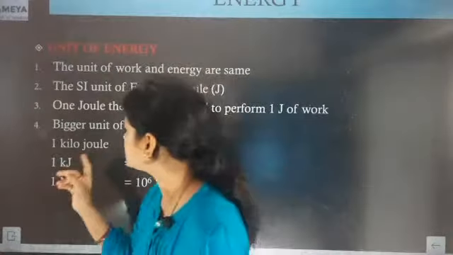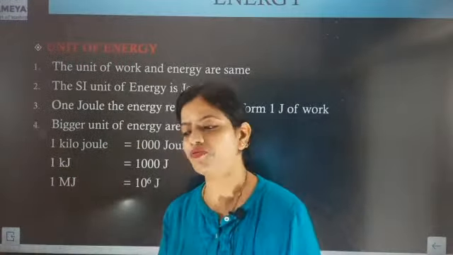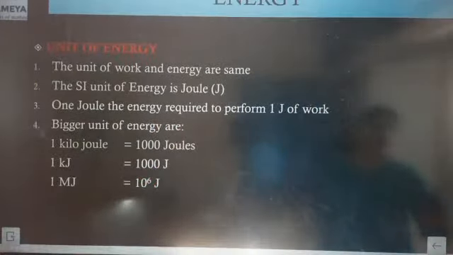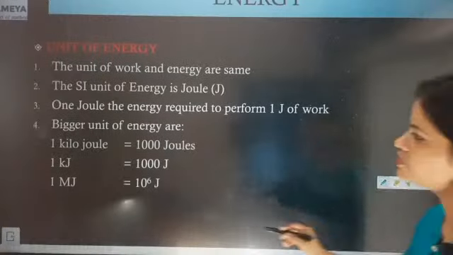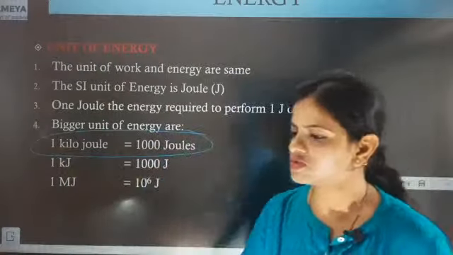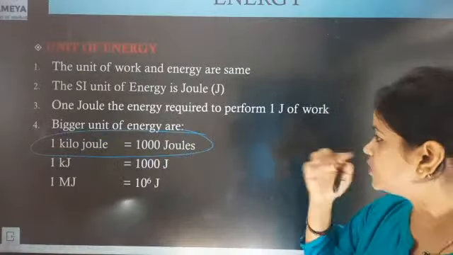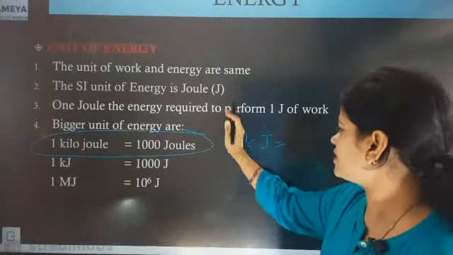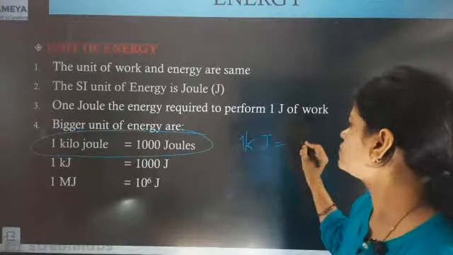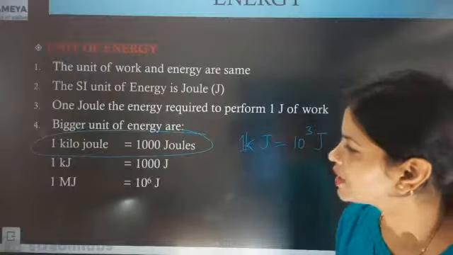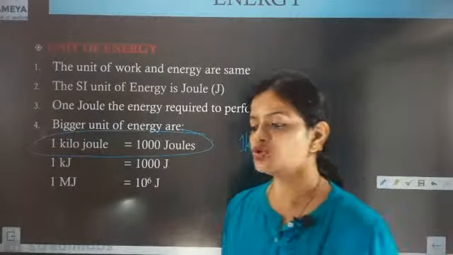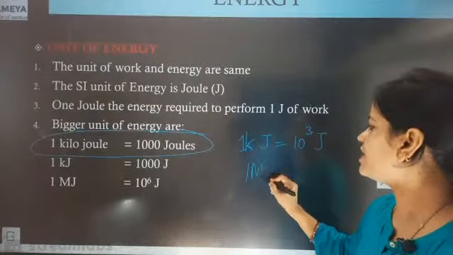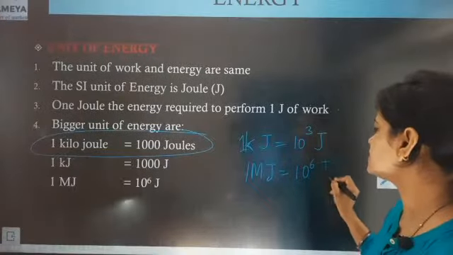Fine. So now we are going to talk about the bigger unit of energy. What is the bigger unit of energy? The bigger unit of energy is kilojoule. So 1 kilojoule is equal to 1000 joule. In shortcut you can write 1 kilojoule equal to 10 to the power 3 joules. And 1 megajoule is higher than kilojoule. So if somebody asks you, 1 megajoule will be equal to 10 to the power 6 joule.